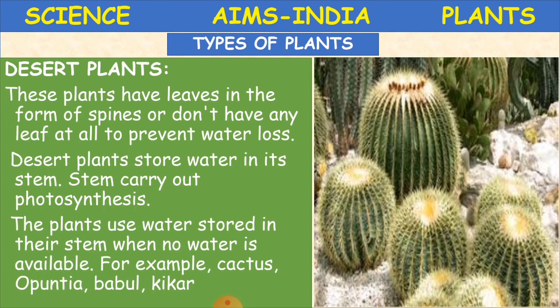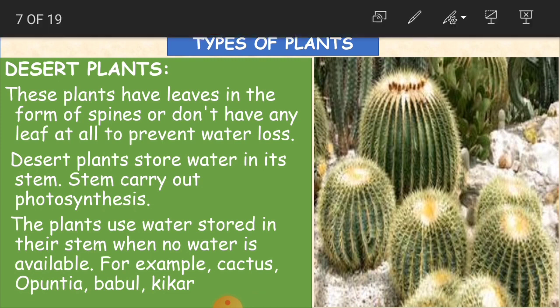If you see children in this diagram, and even in our previous diagram, the leaves are not in normal shape. They are in the form of spines. So very sharp spines, see here. All these are their leaves in the form of spines. And because of this, water loss is prevented. Because they store the water, they are not going to lose any water.